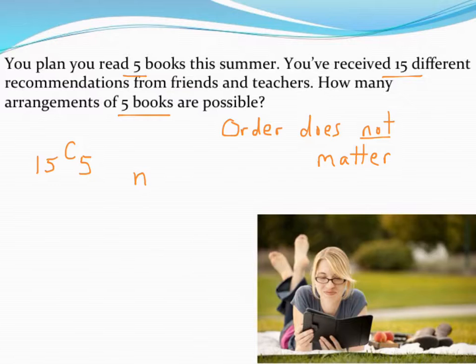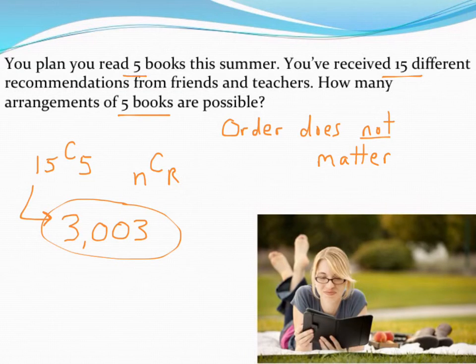Look for that NCR button on your calculator. If you need help finding it, let me know. Otherwise, it's a simple matter of getting that plugged in. It turns out then that there are 3,003 different combinations I can choose, different arrangements, different orders I can read these books in.